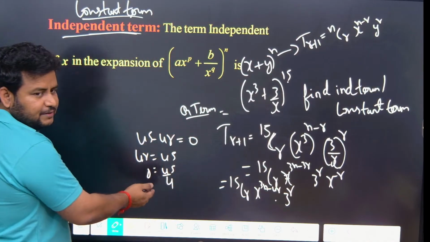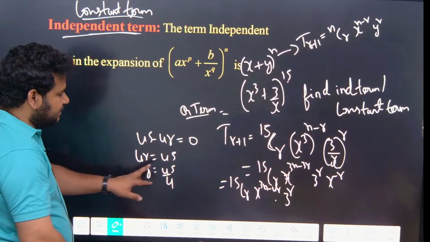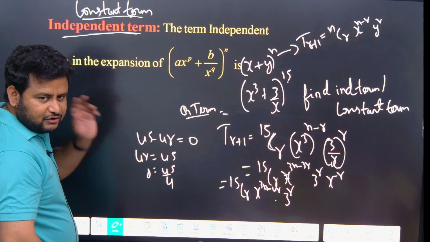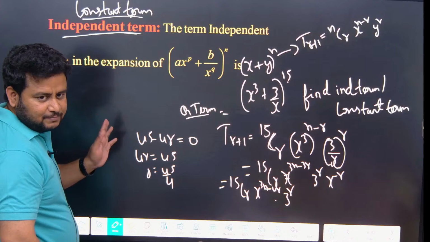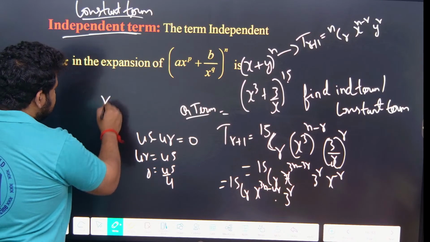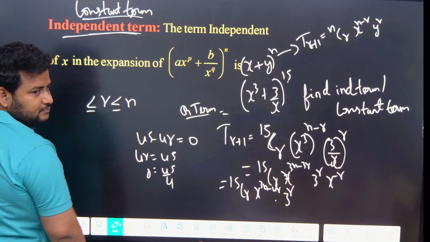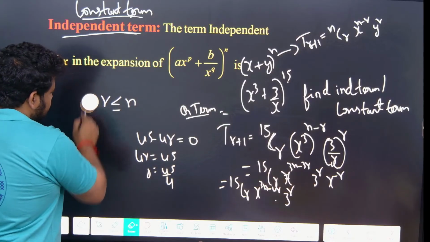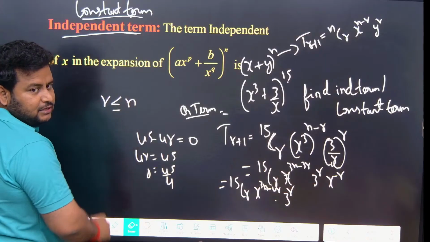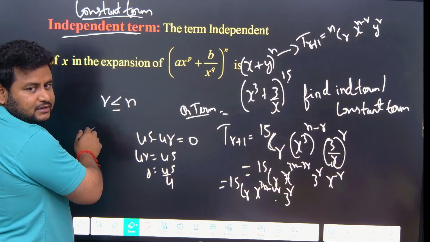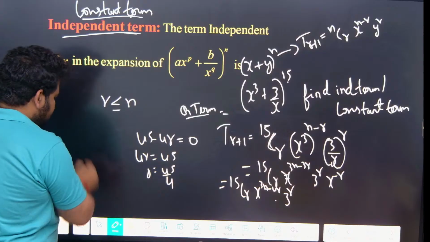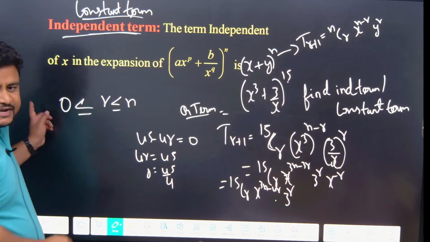So here you will not be able to find what? The value of r. R will be coming in terms of decimal. So r value can never be decimal. It should always be a natural number. And this r value should be less than or equal to n, but greater than or equal to 0, but should never be a negative value.